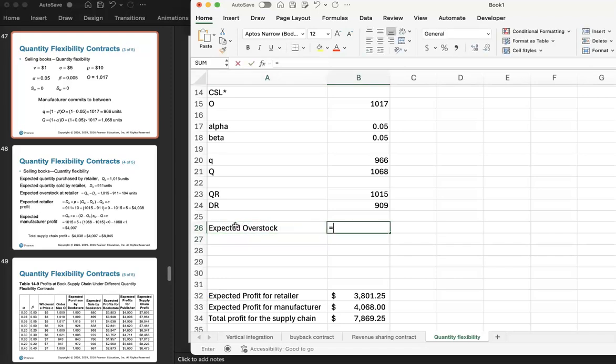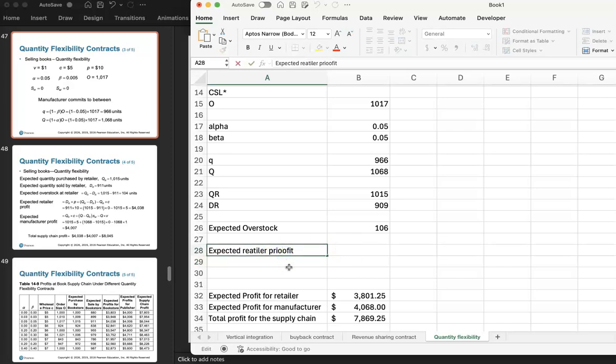Which is the difference between these two numbers. That's how much extra they have, right? Once you have that, you can calculate the expected retailer profit. Again, these numbers are going to be different for us because of rounding issues, right?